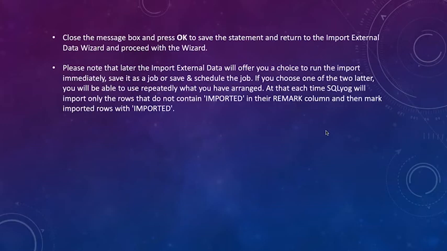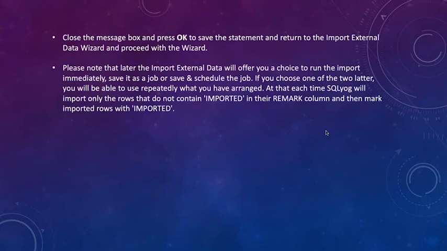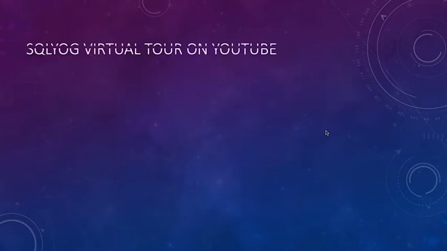Now, please note that later the Import External Data tool will offer you a choice to run the import immediately or save the job and schedule the job. If you choose to schedule the job, you'll be able to do it whenever you need. So each time, SQLyog will import only the rows that do not contain imported in the remark column, and then mark the imported rows with imported. So this is pretty useful to schedule incremental imports. That is something that you can do.